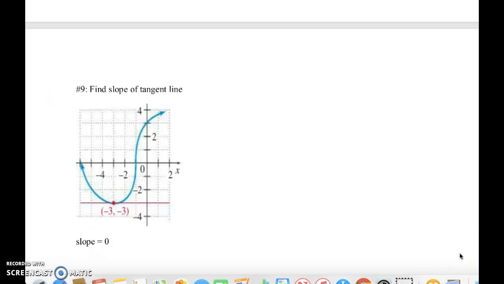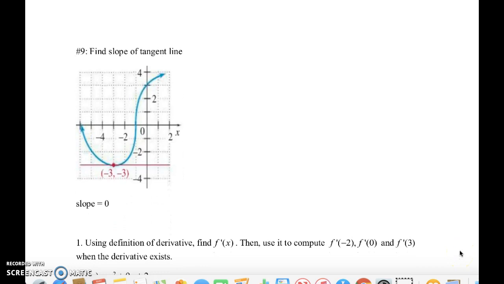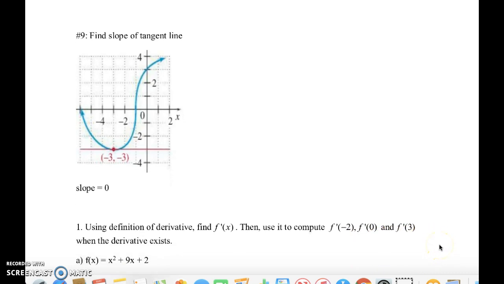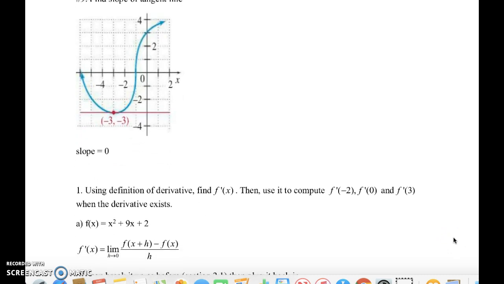Right, so now we're going to use the definition of the derivative. We're going to find f prime of x, and then we're going to use that derivative to compute the values at -2, 0, and 3, providing that the derivative exists. So here we have a polynomial function. f of x is equal to x squared plus 9x plus 2. And we're going to plug it into our formula. So we have f prime of x is equal to the limit of f of x plus h minus f of x over h. And we're going to plug our values in.